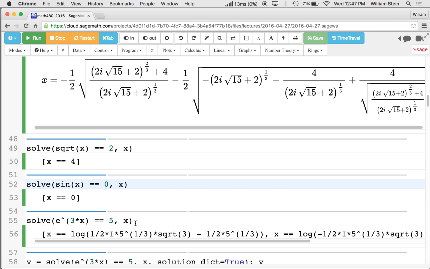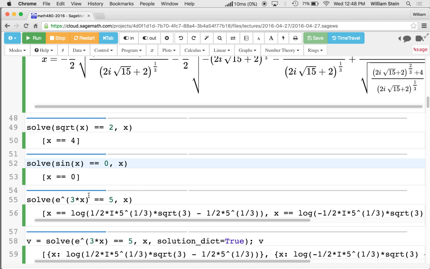For things like polynomials, it does give you all of the solutions. Here's a good example that might come up if you're doing financial type stuff, or in biology where you have some exponential growth type thing. So instead of having to fudge around with logarithms, you can just say solve.